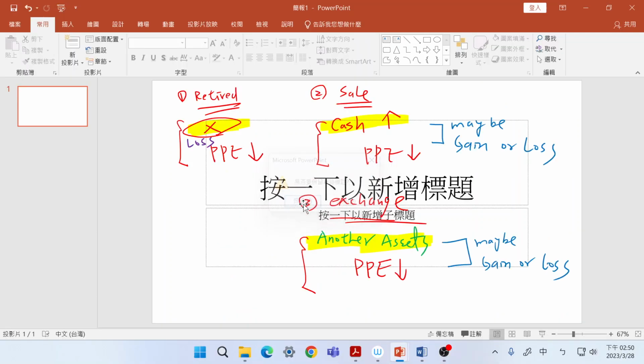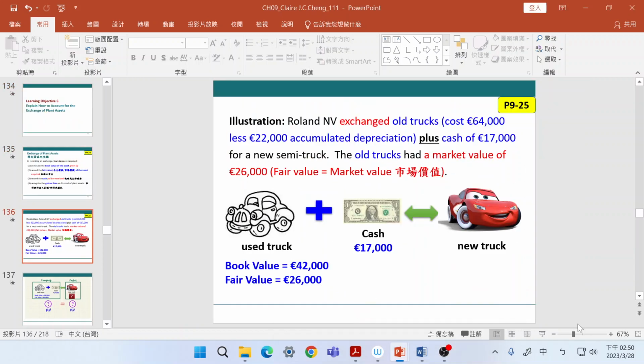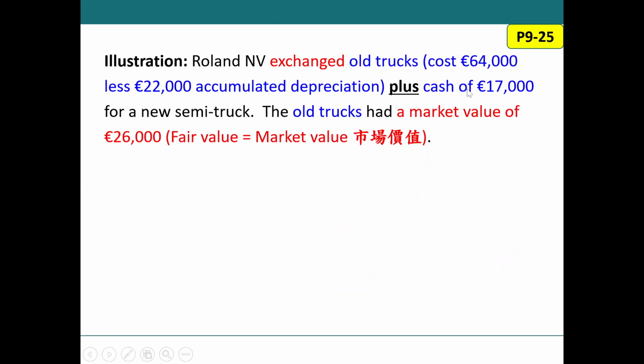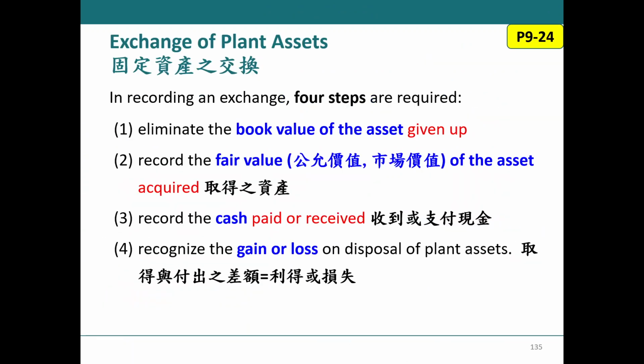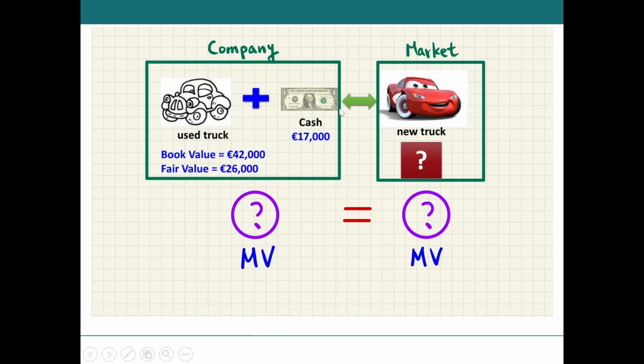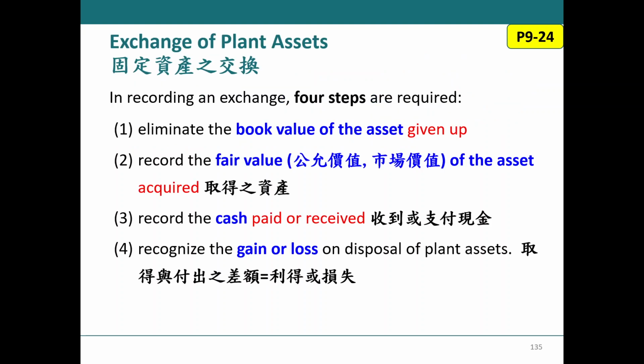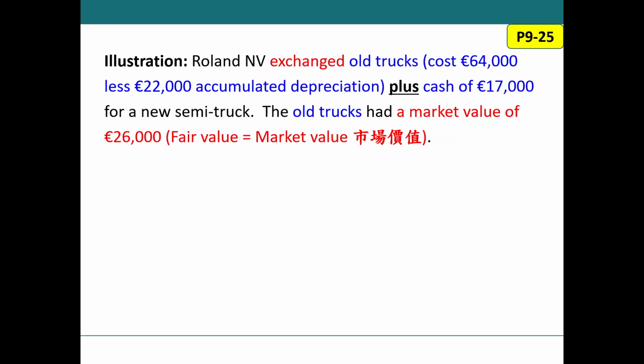So let's look at the case on your slide. This is 135. Next page. 136. Okay? So right now we talk about exchange.